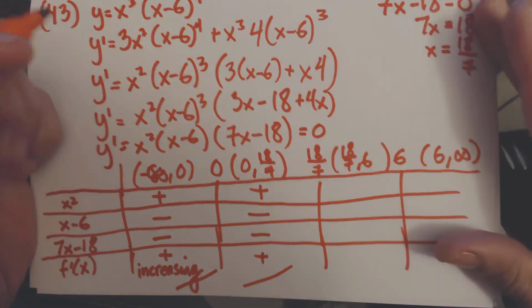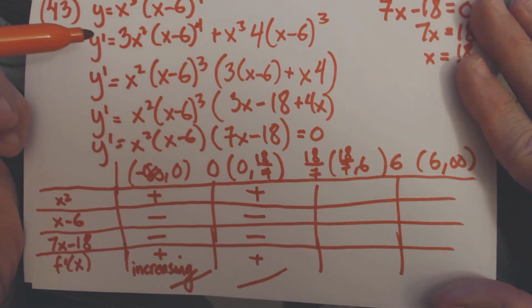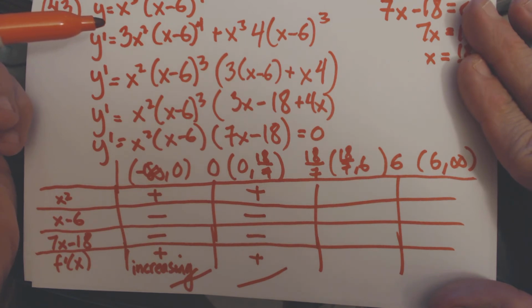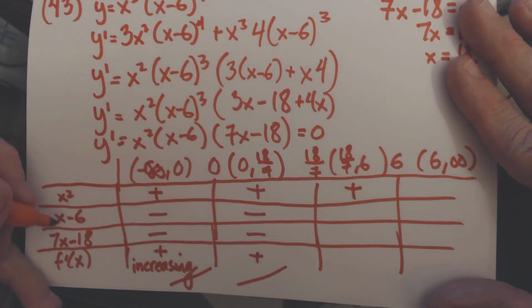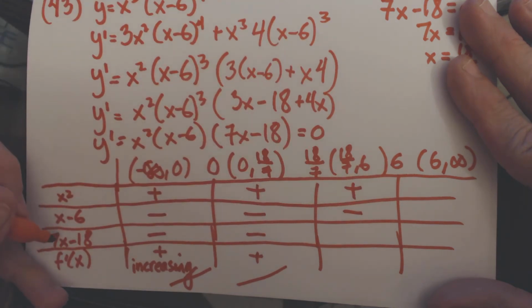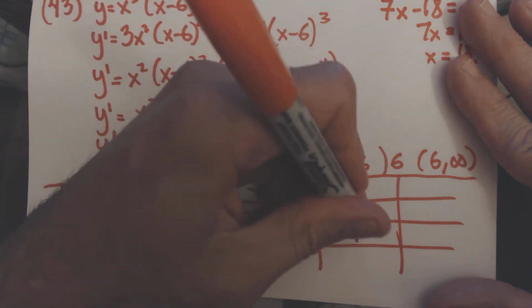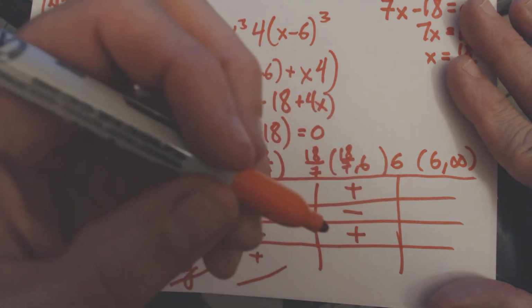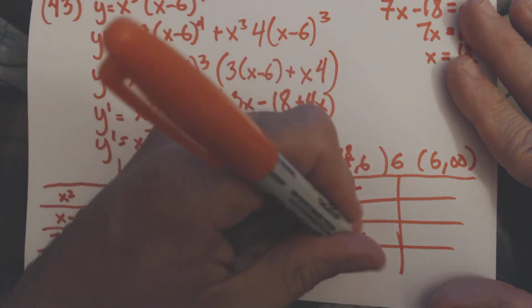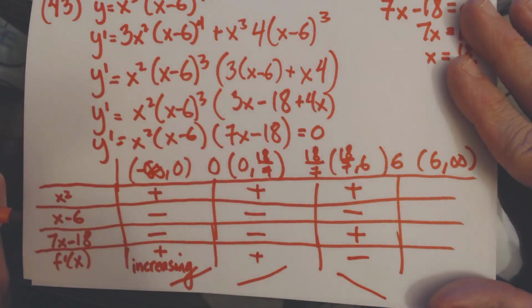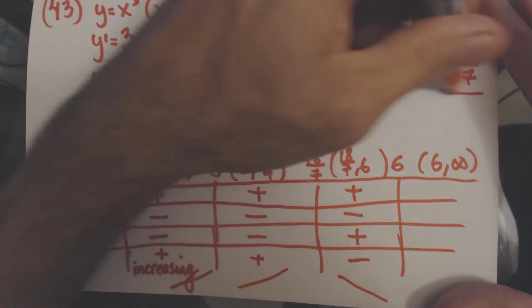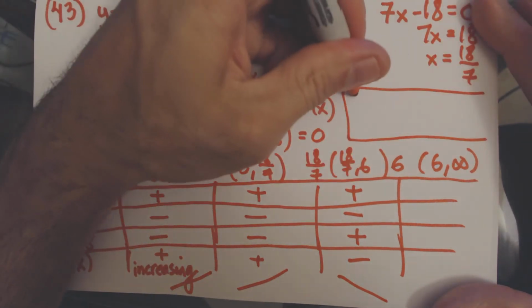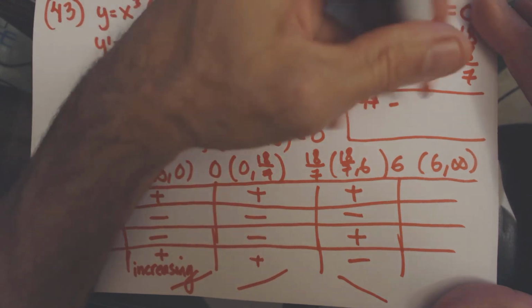All right, let's look at the interval between 18 sevenths and 6. So let's plug in, 7 goes into 18 2 point. Okay, so let's plug in 3. 3 into x squared is positive. 3 minus 6 is negative. 3 times 7 is 21, minus 18 is positive. So we have a positive times a negative. That means the derivative is negative in this interval. That means the function is decreasing on this interval between 18/7 and 6. And that means that 18/7 is a relative max.